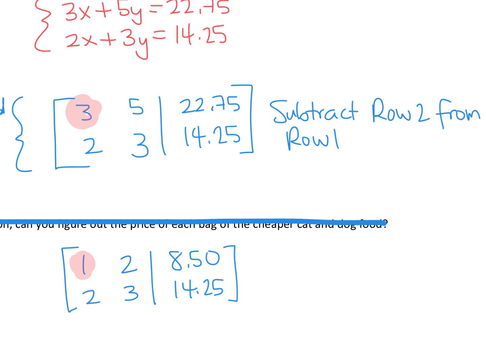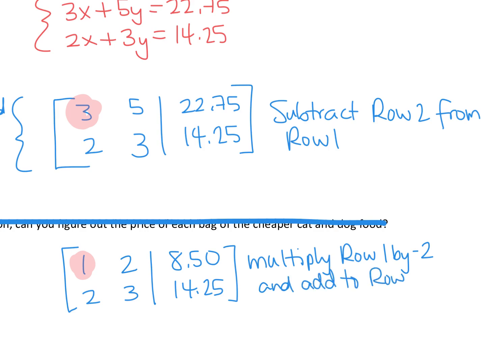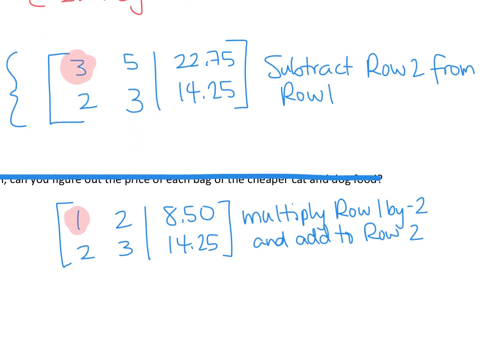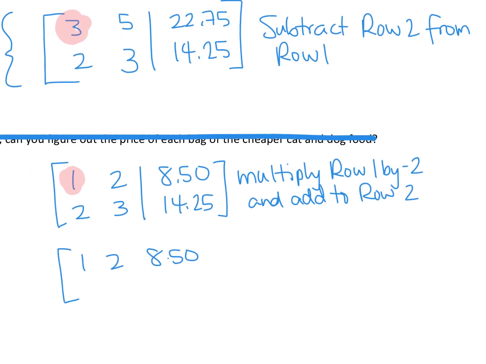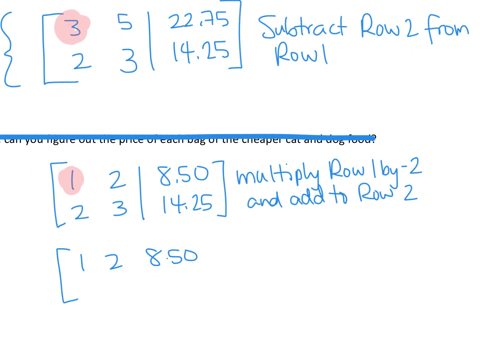That was really good. Now my goal is to get a 0 right below it. So in order to do that, I think a good step would be to multiply row 1 by -2 and add to row 2, right? I think that'll be really good. So row 1 doesn't change, right? It's still 1, 2, 8.50, but row 2, I just did a row operation to it.